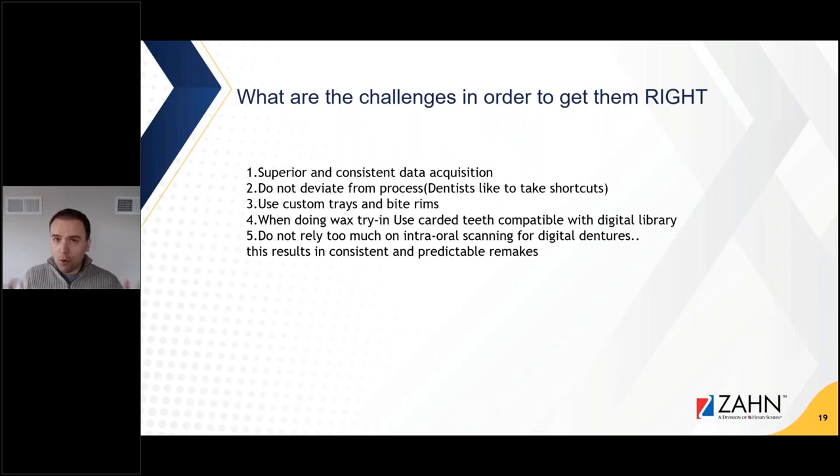So just to go over, when you interact with your dentist, you want to make sure that you get your things in order so everything's executed correctly. So you need superior and consistent data acquisition. What does that mean? Don't try to deviate from the process of getting data acquisition. Don't rely too much on intraoral scanners. Make sure you do your custom tray, do your bite rim, you do your stone cast, your master model, and then from that point on, the process becomes digital. But up to that point, don't try to take shortcuts.